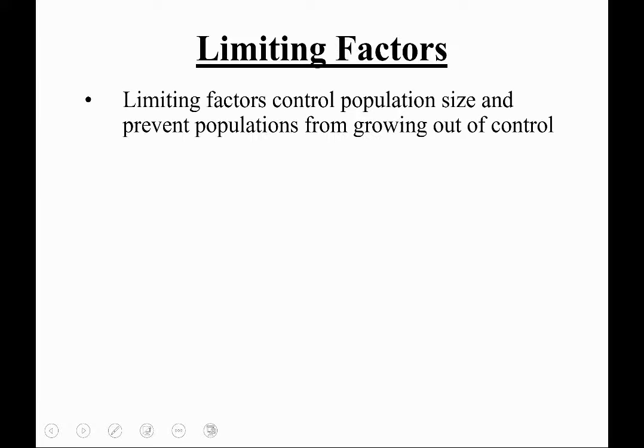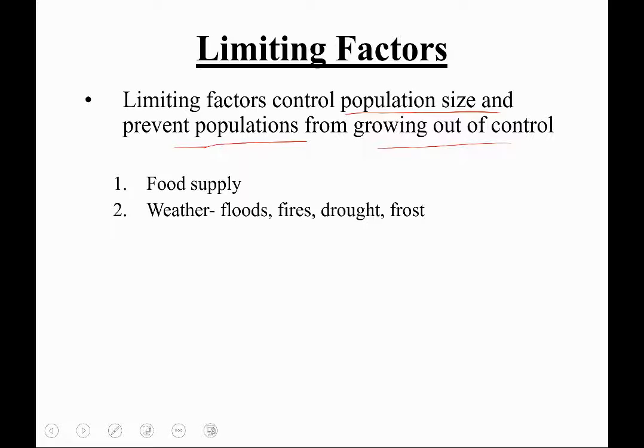The limiting factors for a population. Limiting factors control the population size. They prevent populations from growing out of control, and they are as follows. Food supply: how much is there for them to consume or to eat? Weather: things like floods, fires, drought, frost. But we'll just leave it at that. The amount of space available in the ecosystem.